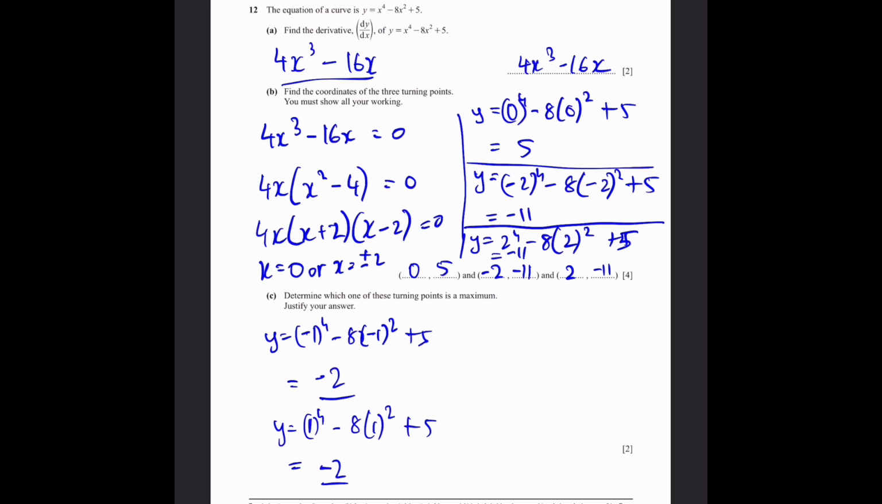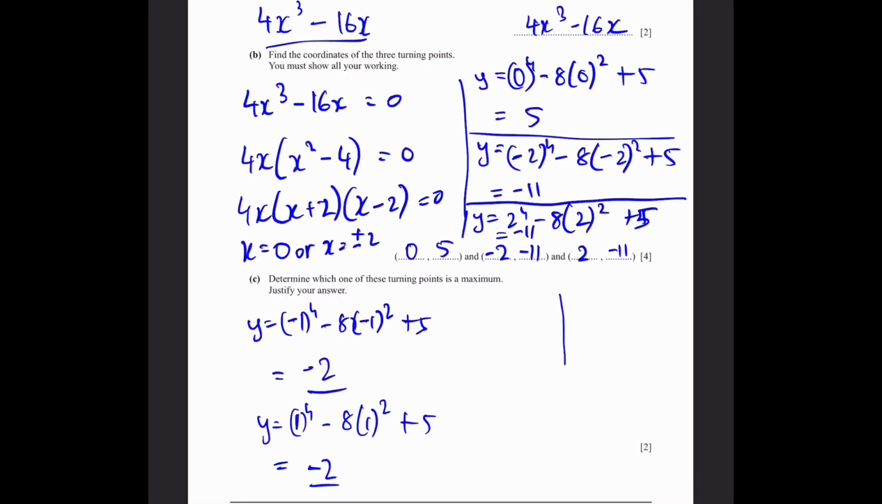So let's just draw a sketch of the graph. Let's say that this is 0, 5, minus 2, minus 11 is here, 2, minus 11 is here. So let's say this is 2, minus 2, this is 5, this is the origin, of course, this is minus 11, and then we can simply plot, join the dots here. Of course, we have the minus 1 and we have the 1, and we can plot the points. Let's say this is minus 2 here, so minus 2, minus 2.